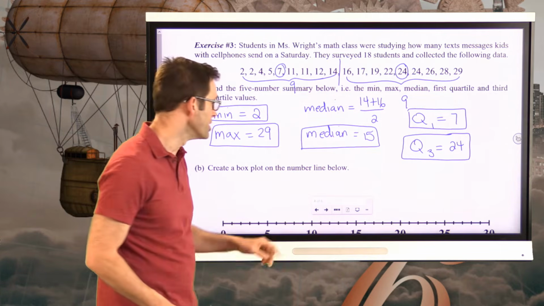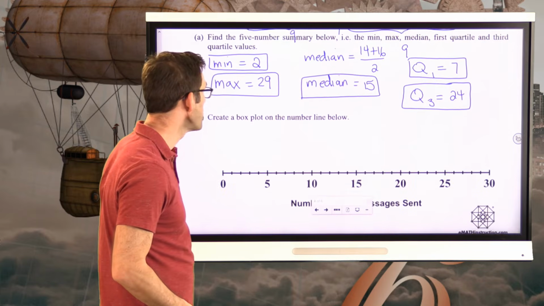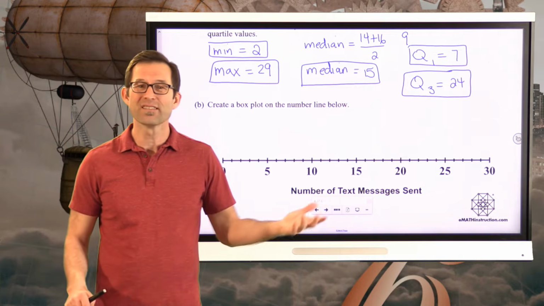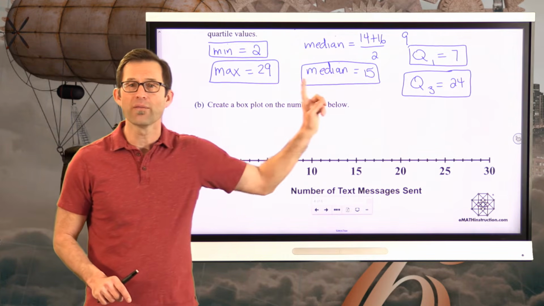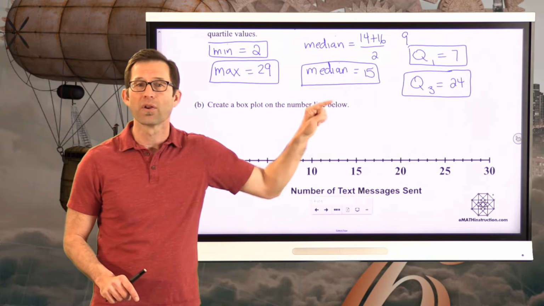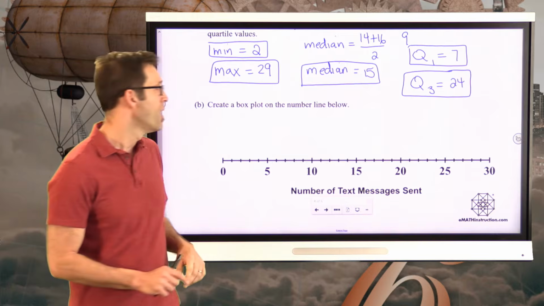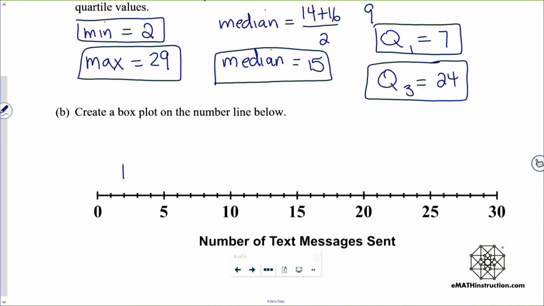Well, it's actually pretty easy. Much, much easier in my mind than creating a histogram, and dot plots are pretty easy to do, but this isn't so hard itself. And here's what I do every time. I take each one of these 5 numbers and I'm going to draw a very tiny vertical line above them. Here's what I mean. The minimum is at 2, so I'm going to draw a tiny vertical line above 2.